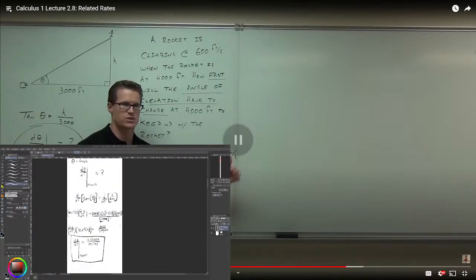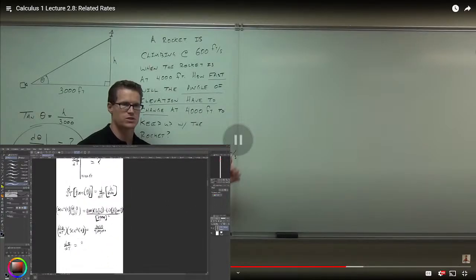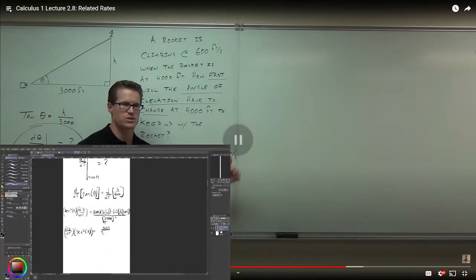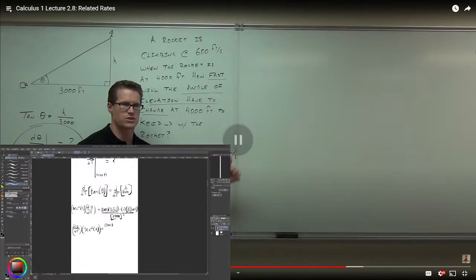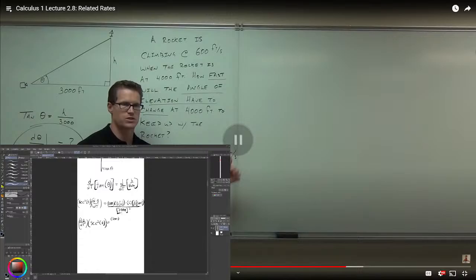With H. This on the left was right. 3,000. This is dH/dt.